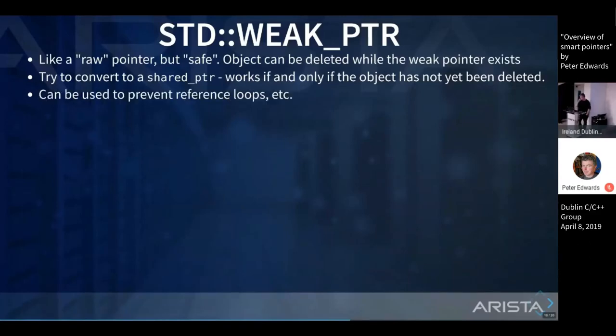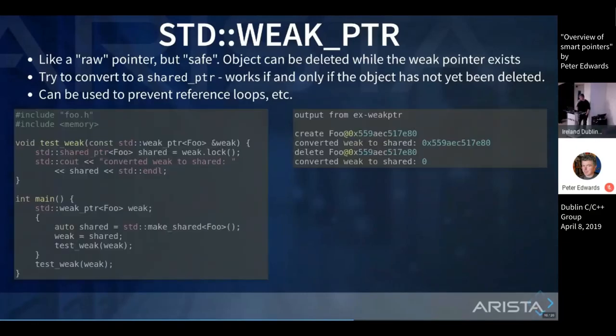Okay, so this is used to prevent reference loops, and it's generally useful when you think you need to use a raw pointer. It's probably what you want to use instead. So we can see a quick example of how this works.